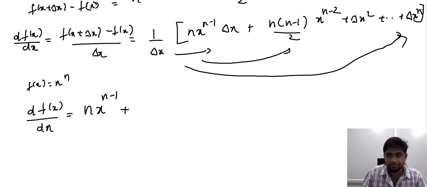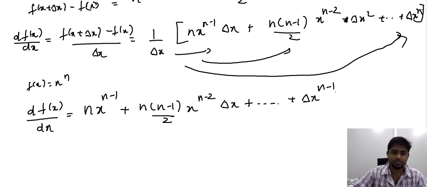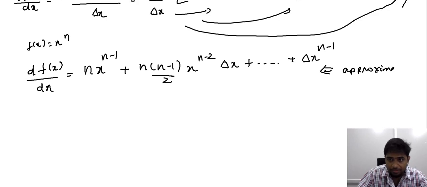The second term would be n minus 1 by 2 x power n minus 2, and then there will be a delta x. It will no longer be delta x squared because we have brought it in and the 2 gets removed, so on and so forth, and the last term would be delta x power n minus 1. So this expression to calculate the derivative of the function comes purely from the forward difference approximation.